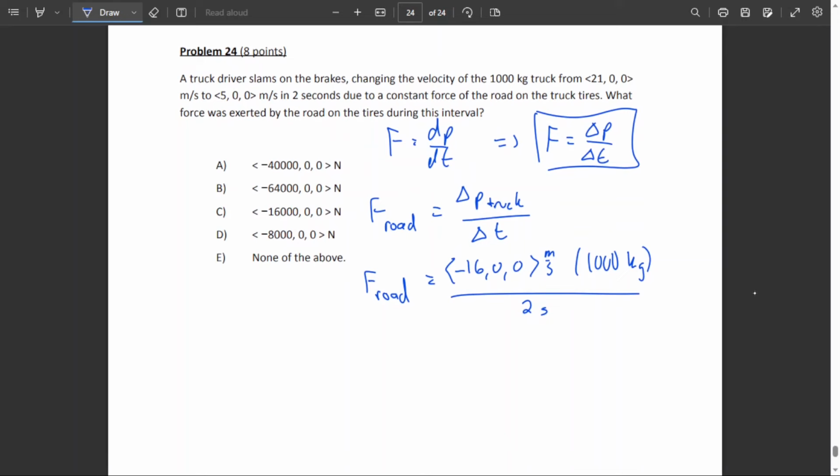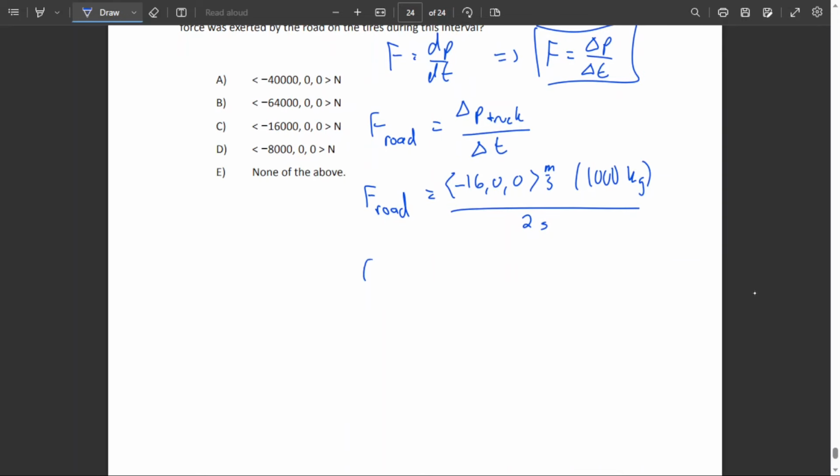So 16 times 1,000 is 16,000. Divided by 2 is minus 8,000. So the force of the road on the truck tires is minus 8,000 newtons. So the answer is D.